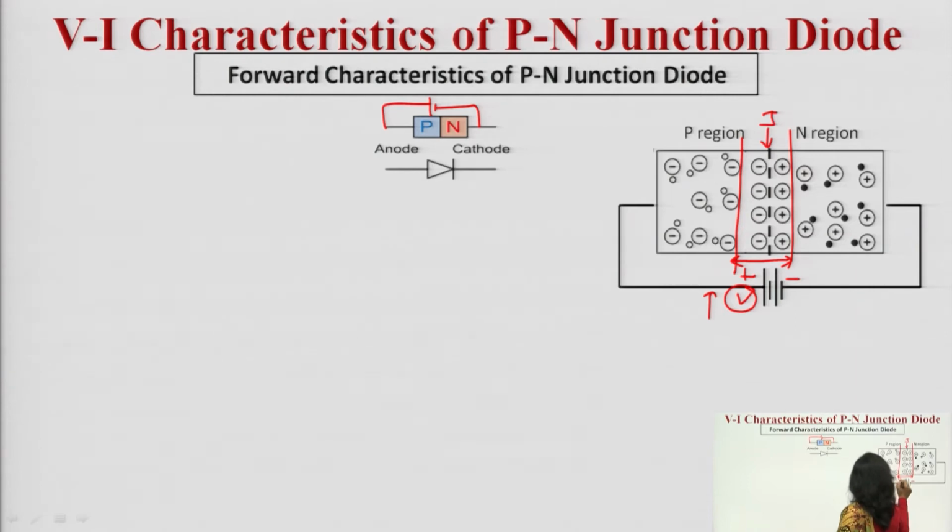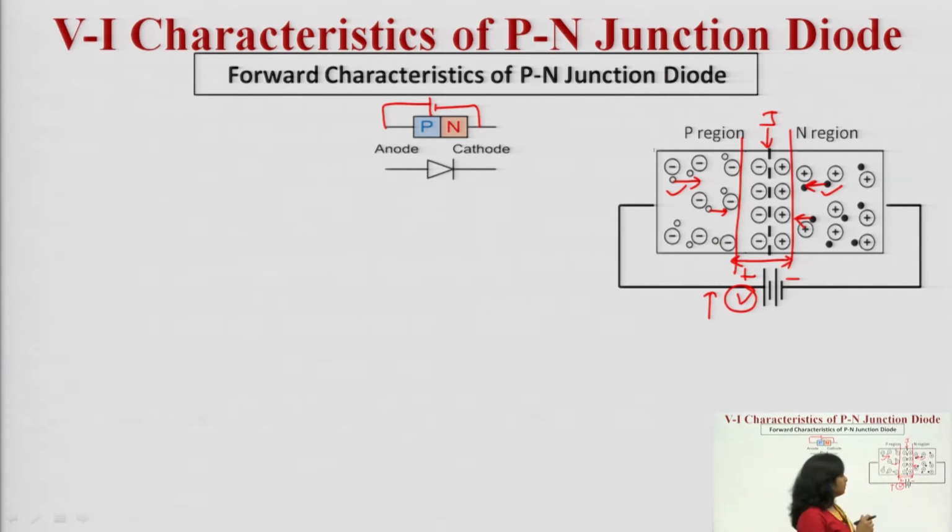When you are increasing this voltage, holes, which are in the minority, will be pushed towards the N, and electrons, which are in the majority in the N region, will be pushed towards the junction. Means holes are in the majority over here, electrons are in the majority over here. Now these holes and electrons will be pushed, they will cross the junction, recombination will take place, and this depletion layer width will decrease. It means what is going to happen?